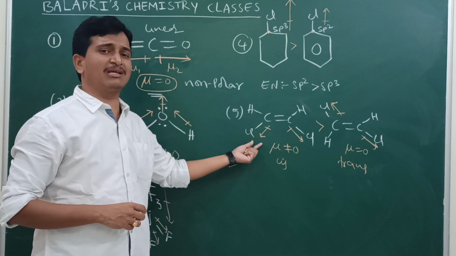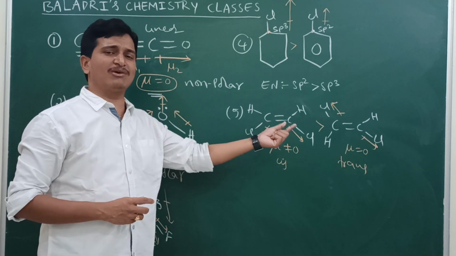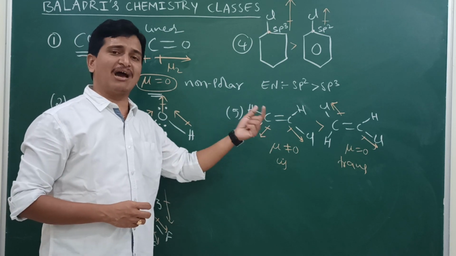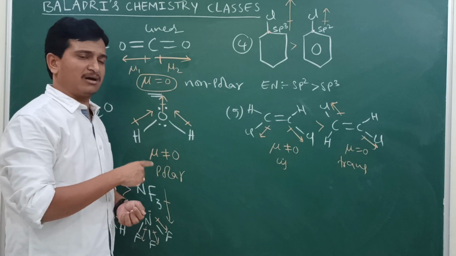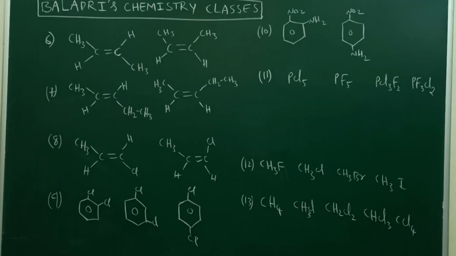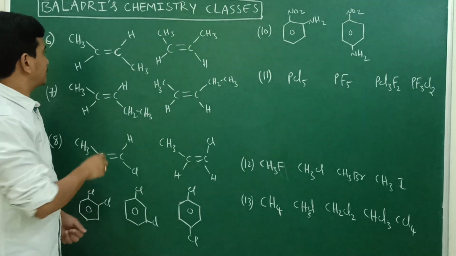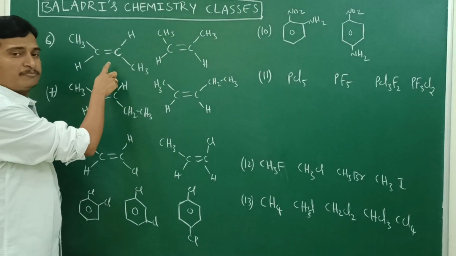But most of the students will memorize that cis is always more than trans, and trans will always have 0. That is not always correct. So you need to check the vectors' direction. Now let me come to the next example. The next example is here, the sixth example you can see.